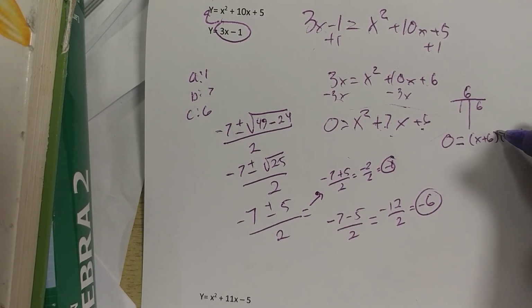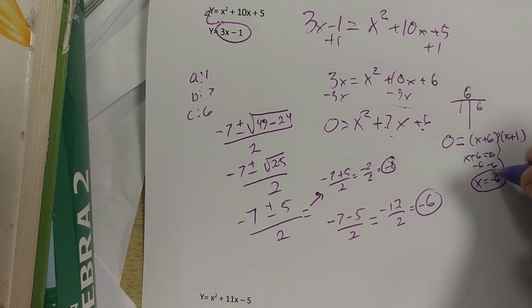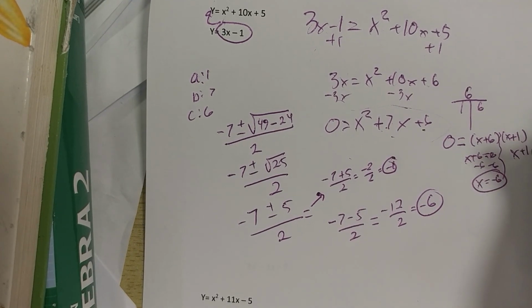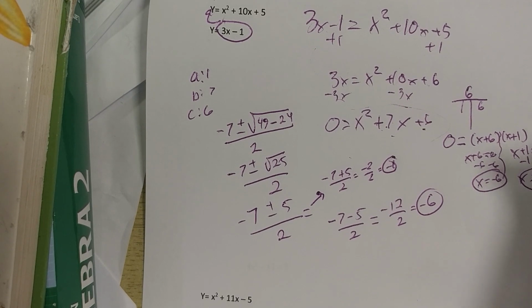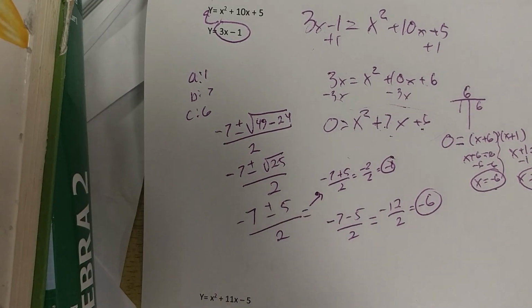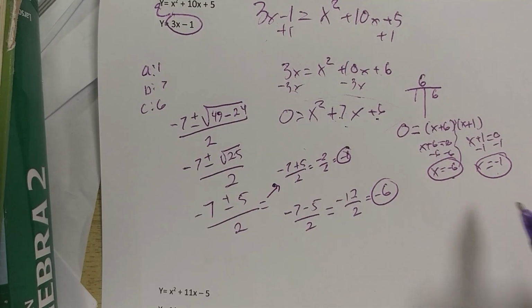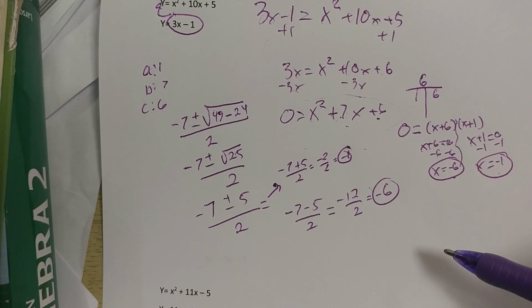Then I could solve that by splitting in half. X plus 6 equals 0, minus 6, x equals negative 6. X plus 1 equals 0, minus 1, x equals negative 1. Wait a second, negative 6, negative 1. Where did we see that? Hey, this was x equals negative 6, negative 1.